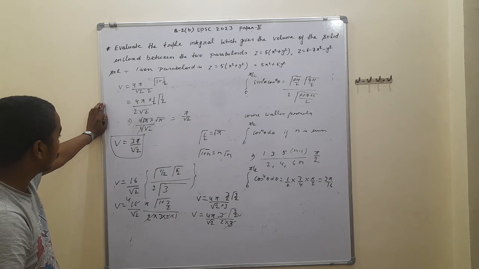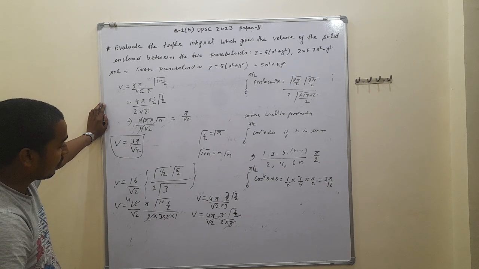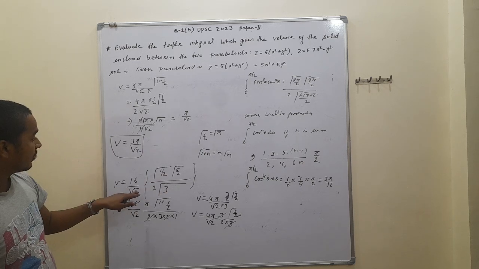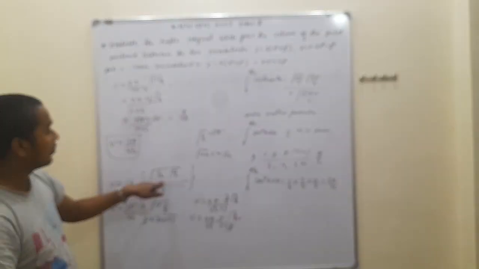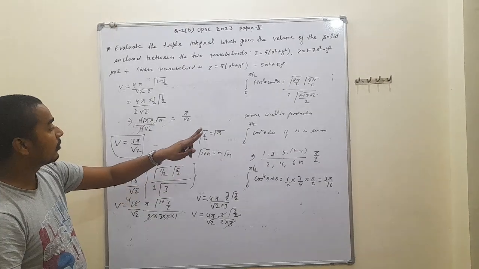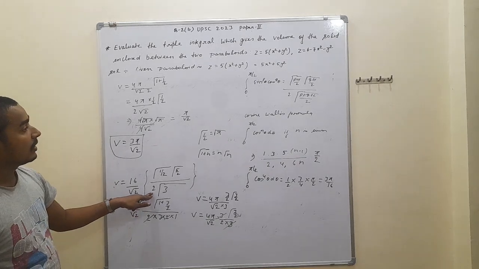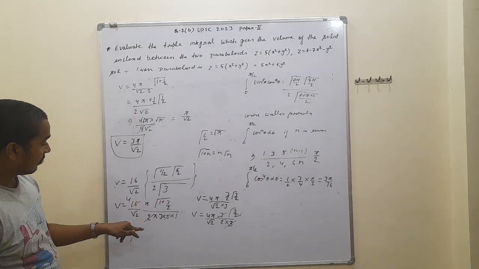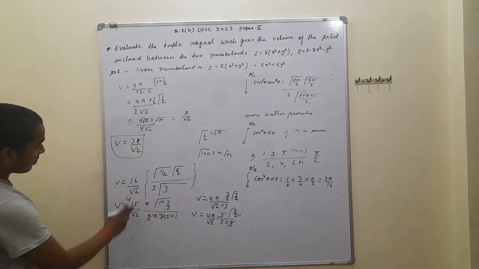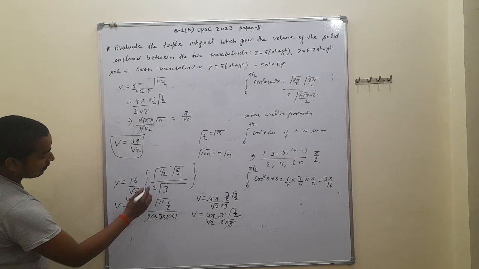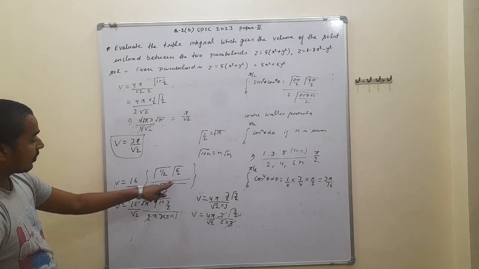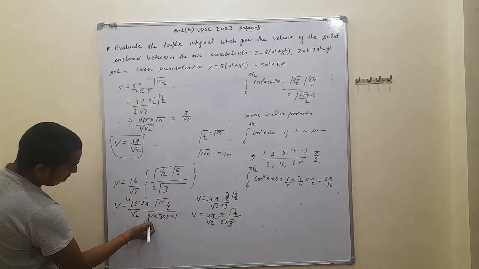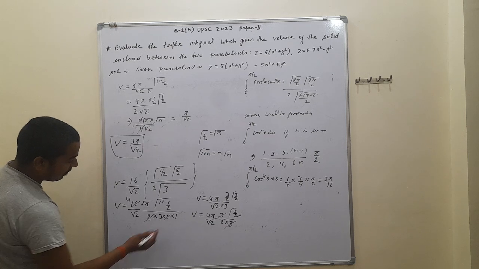Pi upon root 2. The answer is somewhat different, so once again, applying gamma of 1 by 2 and gamma of 4 plus 1, 5 by 2, and 2 gamma, p is 0, that is 4 plus 2 is 6, and gamma is 3. Further we write 16 upon root 2. Gamma 1 by 2 is written as root pi, and we can write 5 by 2 as 1 plus 3 by 2, and 2 is already present and gamma 3 is written as 3 into 2 into 1.